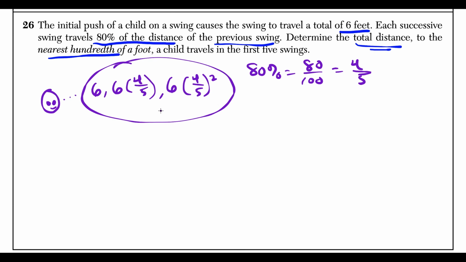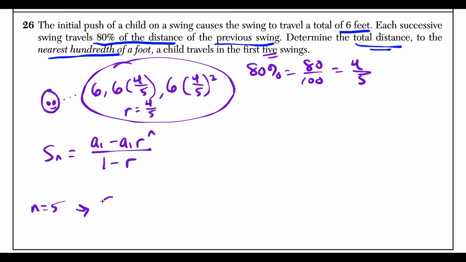Or if you want to use a nice formula, this is a geometric series, because to get from one term to the next, we're multiplying by 4/5 each time. The sum of a geometric series formula is in the back of the Regents. It's the first term minus the first term times r to the n power, over 1 minus r. Let me just fix that, so we have 1 minus r here. Now, what we want to find is the total distance of the first 5 swings, so that tells us n is equal to 5.